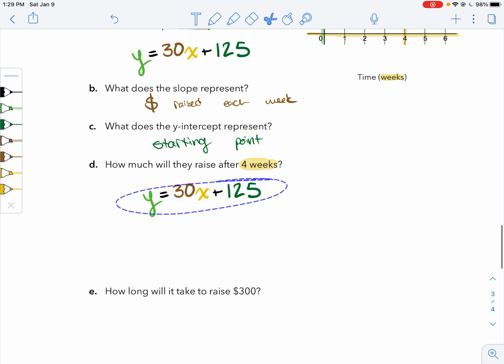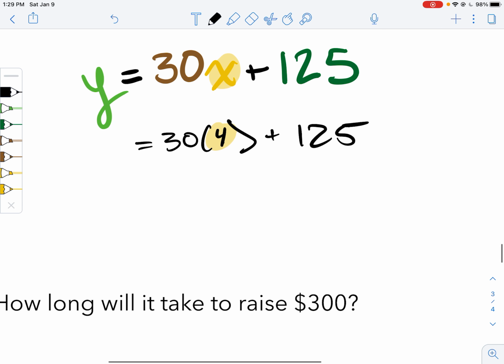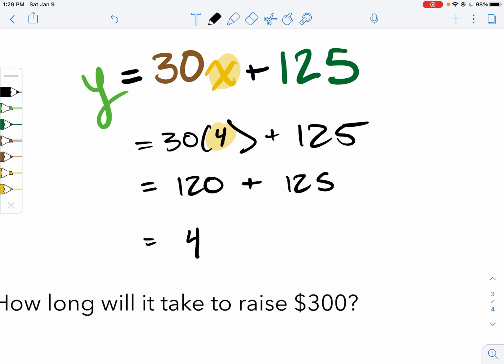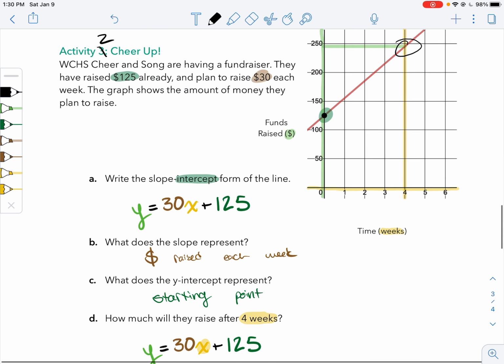So let's take our 4 weeks and plug that in for x. So we have y equals 30 times 4 plus 125. What does that come out to? Well, that's 120 plus 125 gives us 400. Nope, just kidding. It gives us 245. So we were close. 245 bucks.